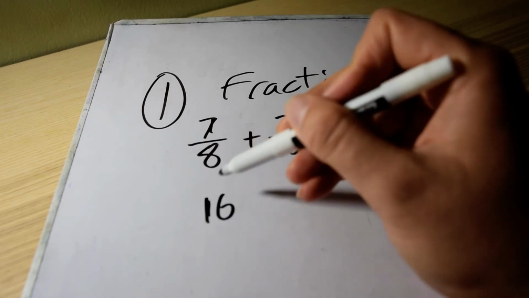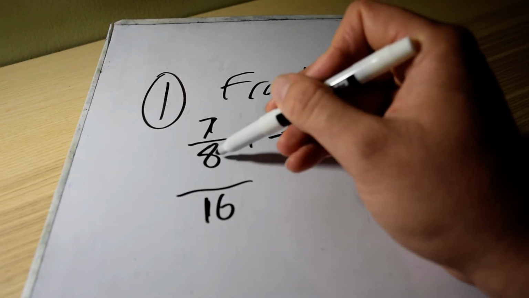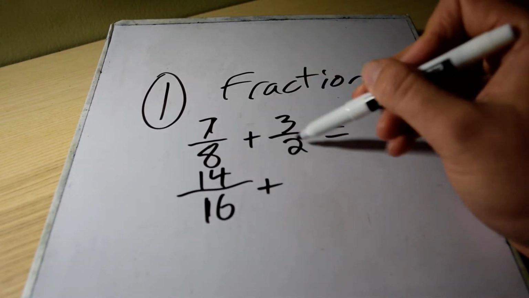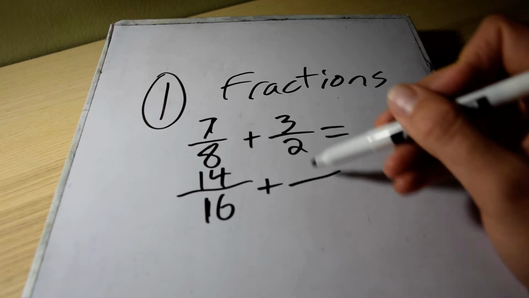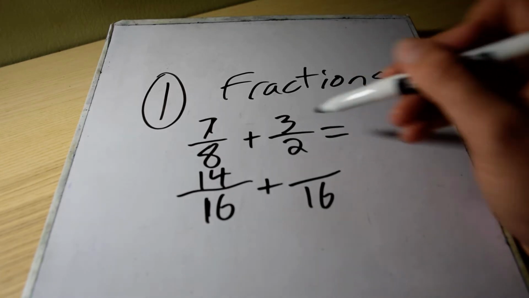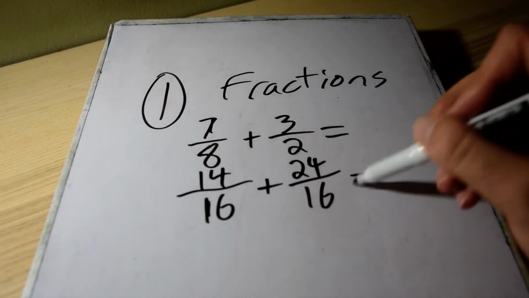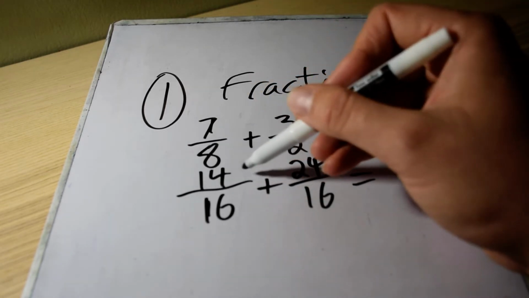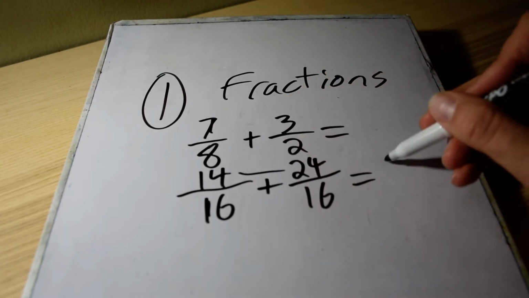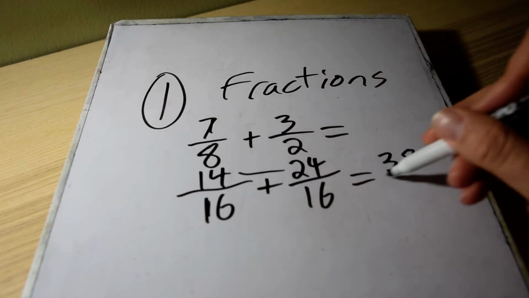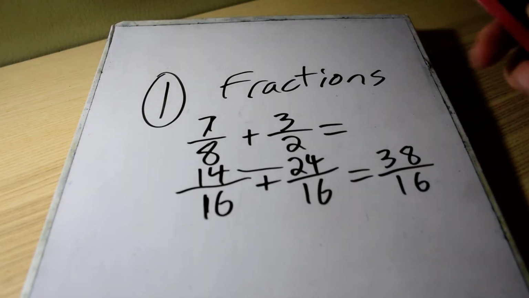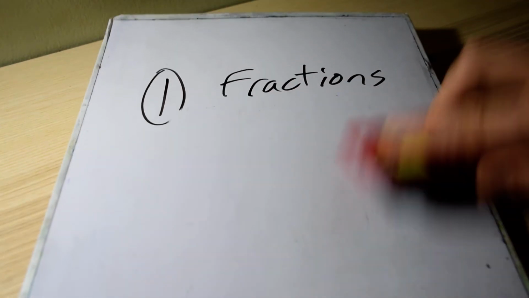So this over 16 actually is double there, so it's double there, so that's 14 over 16 plus. Now how did we get to 16 from 2? Well, we times by 8, so 3 times 8 is 24. So we must have a common denominator to add or subtract, and then going across we add just the tops. So 14 and 24 is 38 over 16. The bottom stays the same. Same thing with subtraction.